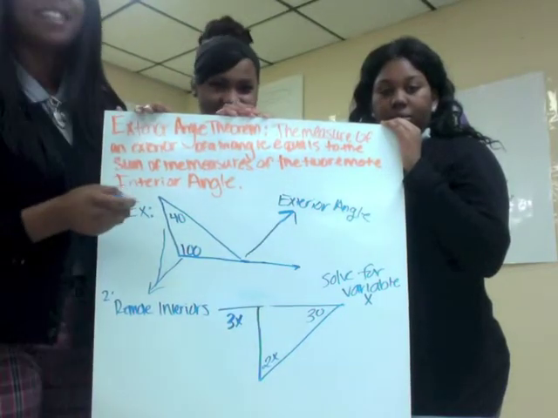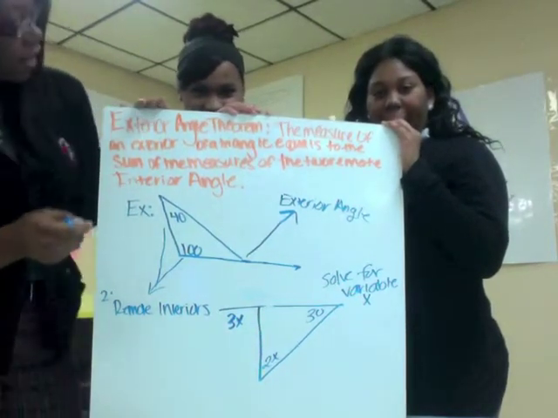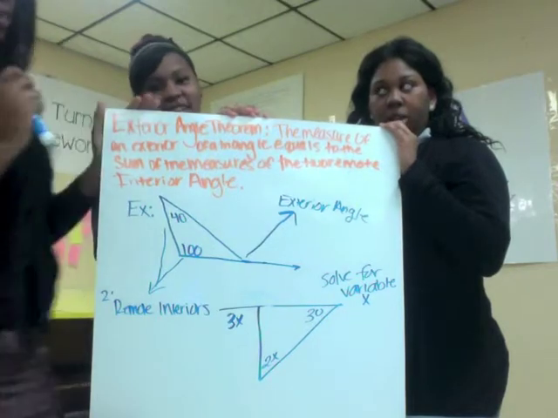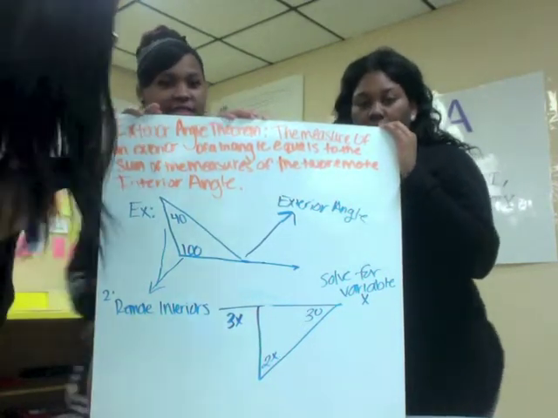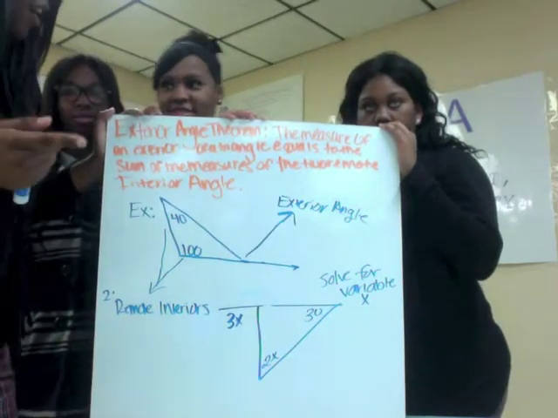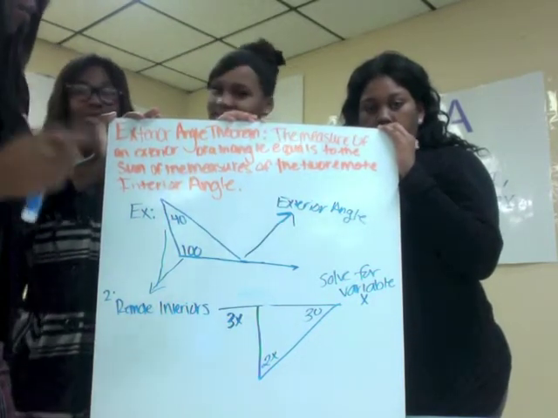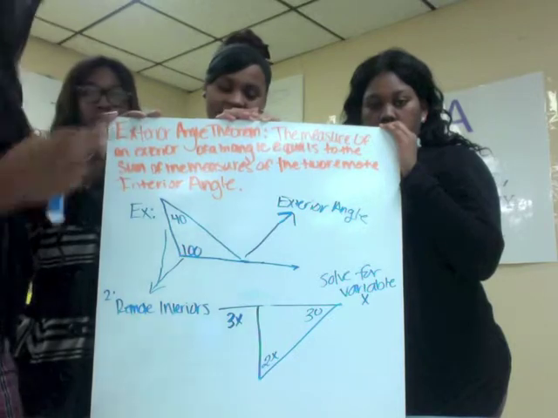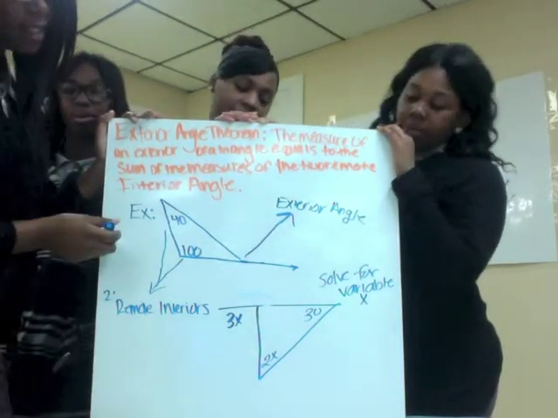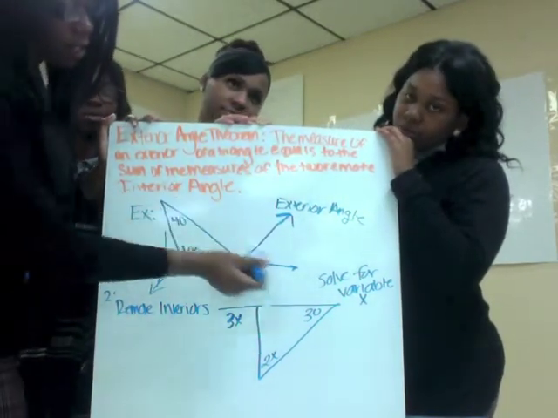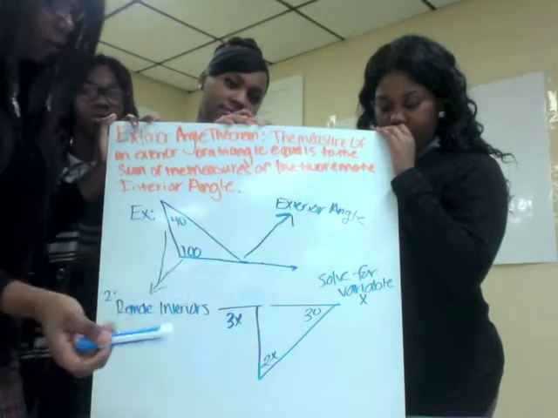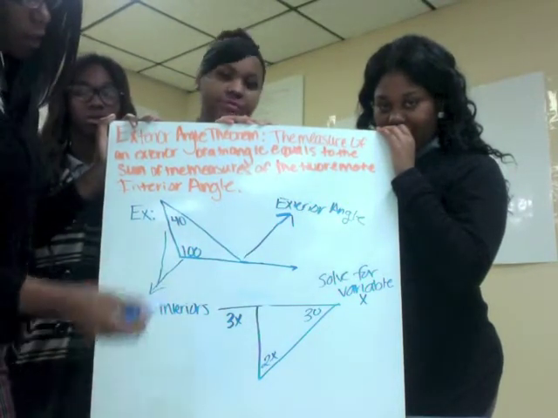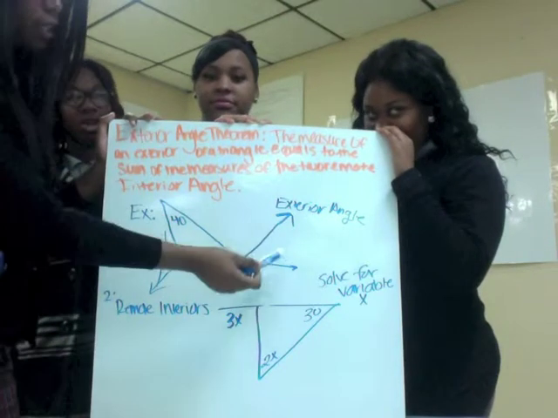Today we are going to learn about the exterior angle theorem. The exterior angle theorem is the measure of an exterior angle of a triangle equals the sum of the measures of the two remote interior angles. So for the example, we have this is the exterior angle. The exterior angle is always the angle that's out from the triangle. The two remote interior angles will always add up to the exterior angle.